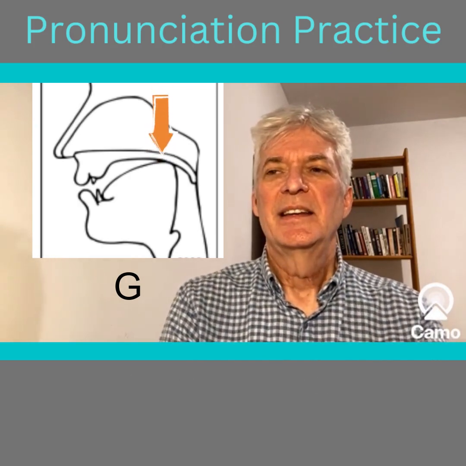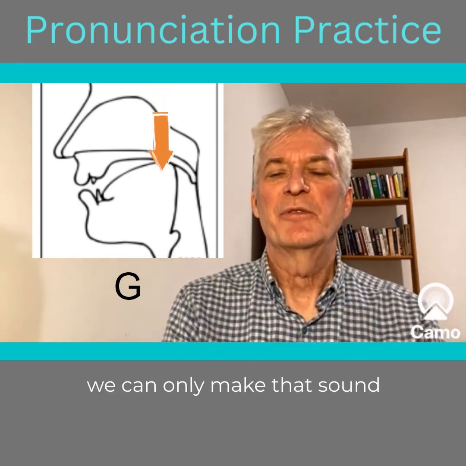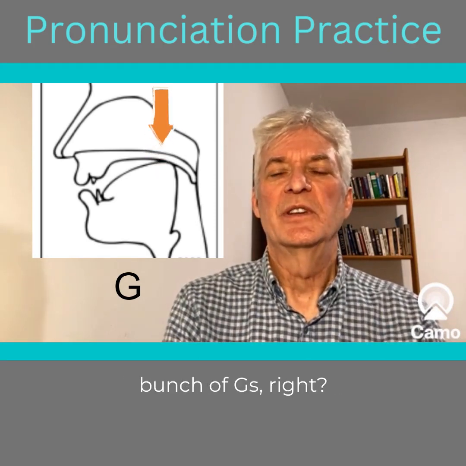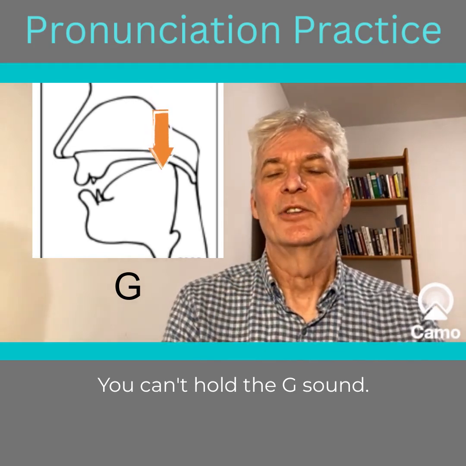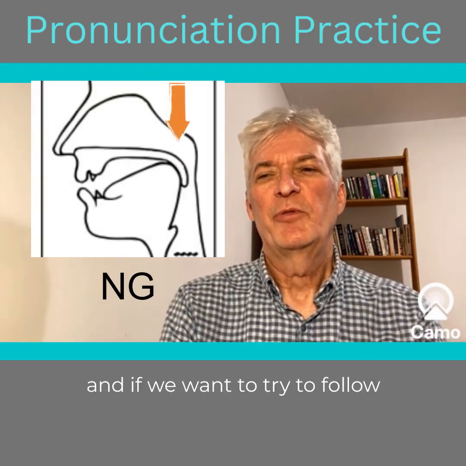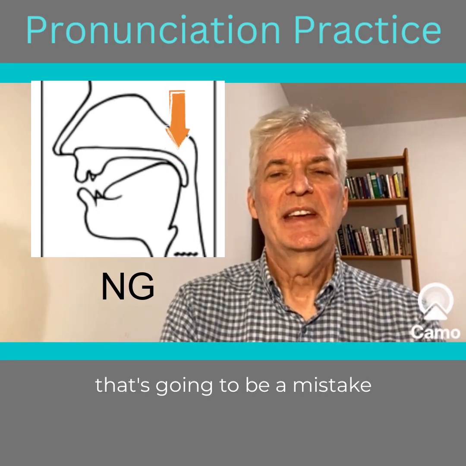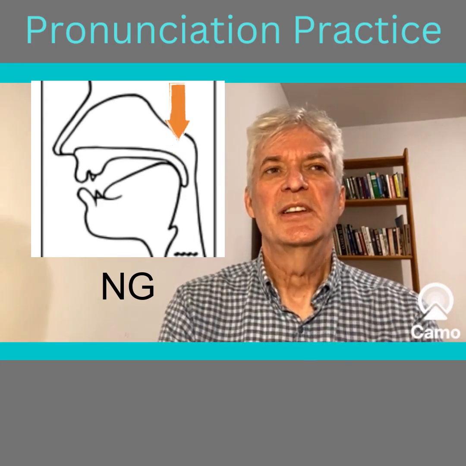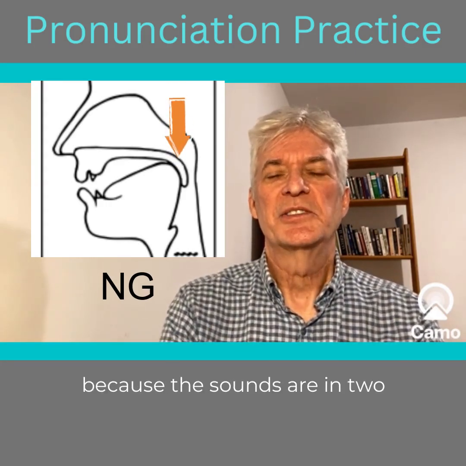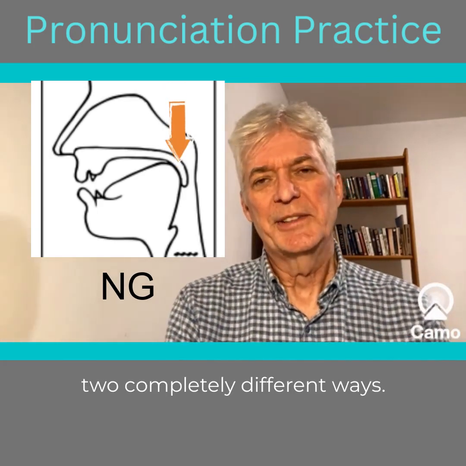Now, unlike the N, because that sound comes from a little tiny explosion, we can only make that sound for an instant, G. You can go G, G, G, G, but that's just a whole bunch of G's, right? You can't hold the G sound. So when we try to bring N and G together, that's going to be a mistake because it's going to be almost impossible for our mouths to do correctly, because the sounds are in two completely different parts of the mouth and they're made in two completely different ways.